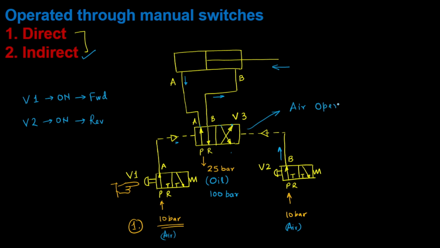Air operated valve. Okay, because it is operated through pneumatic lines, and we have already discussed why it is only air operated, not oil operated: in the case of air the speed will be high, so we never make any control line or pilot line using oil. So this is the quick circuit for indirect control of the double acting cylinder.